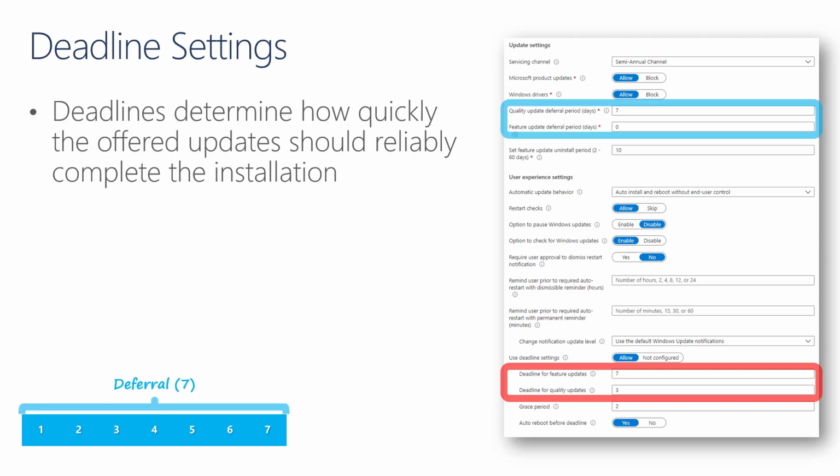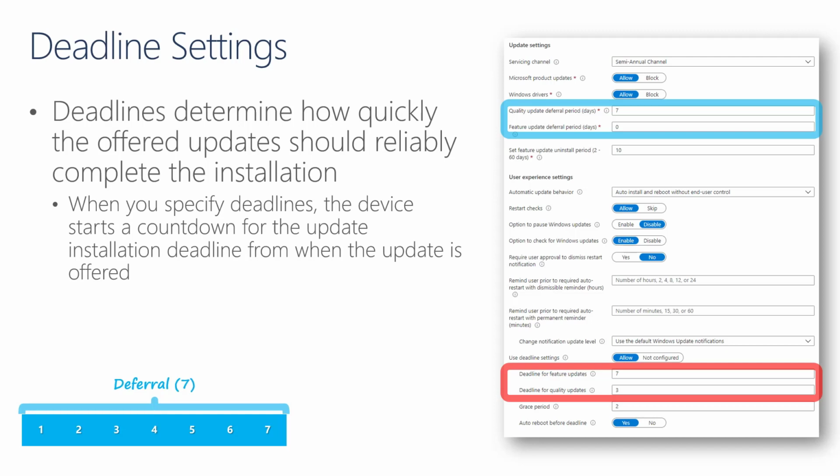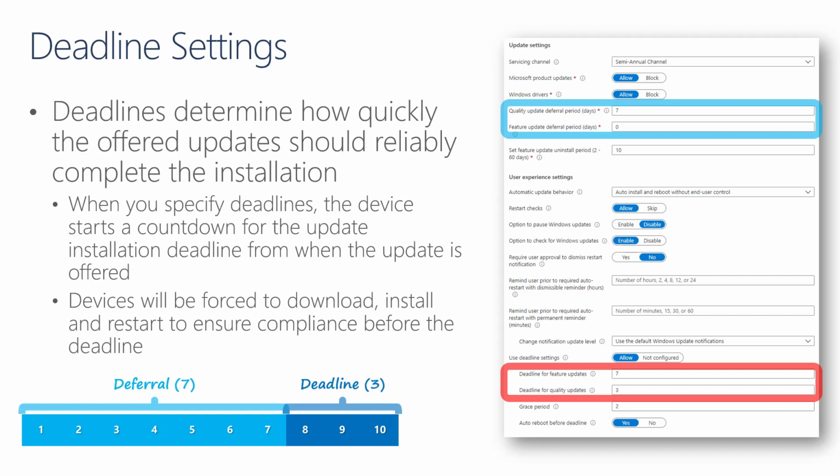For example, if you set a quality update deferral of 7 days, like in this example, and a deadline of 3 days, users will not get offered the quality update until day 7 from the published date, and the deadline will not force a restart until day 10. These Windows components adopt their behavioral heuristic based on these deadlines in order to attempt to meet the stated deadline.